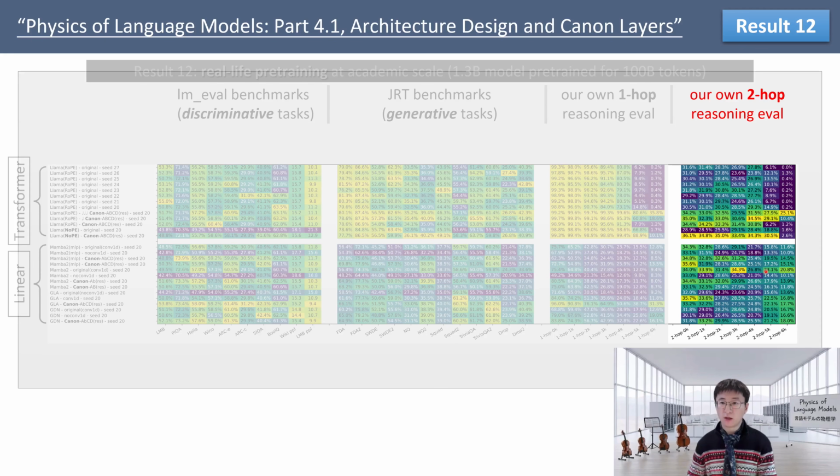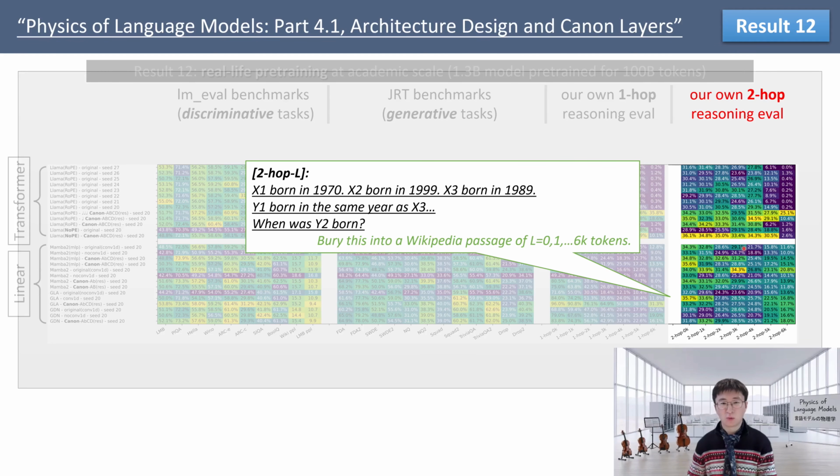And the final block of things I want to read with you is this two-hop reasoning. So this is, once again, our own designed task. Here, we give the model 3 random persons born in 3 random years, in natural English sentences. And then we also tell the model a bipartite graph from 3 new people matching to the previous 3 people. So we say that maybe Y1 was born in the same year as X3 and so on. Then we ask which year one of the Y people was born in. So a total of 7 sentences. And we once again bury this in a Wikipedia passage of L tokens, between 0 and 6K.